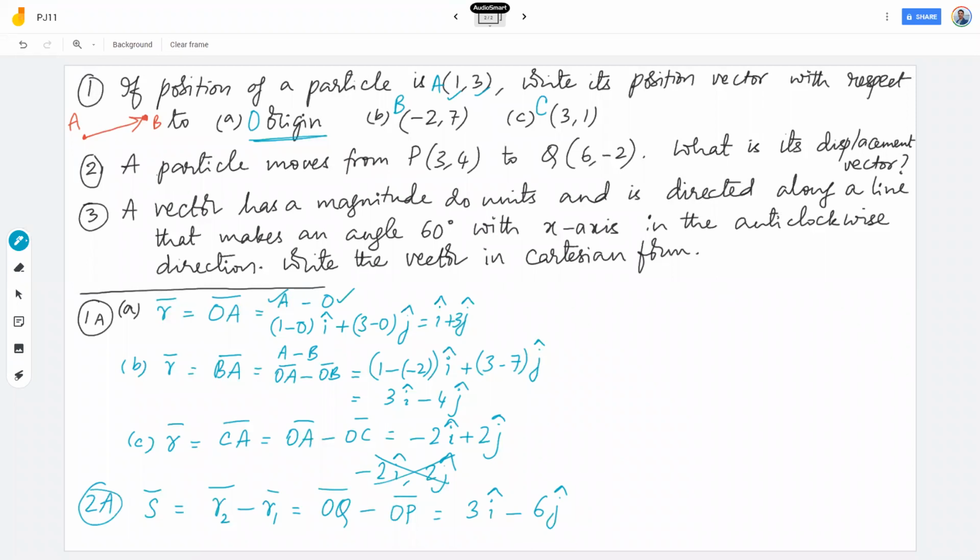Rupesh, be careful with plus minus. Subtracting is because of the concept. Yes, the points are in the Cartesian plane, so this is Cartesian form. Writing a vector using i, j, k vectors is called Cartesian form. A i cap plus b j cap plus c k cap is the general Cartesian form of a vector. These are all planar vectors because there is no k cap, only two dimensions. So the displacement vector is 3 I cap minus 6 j cap.